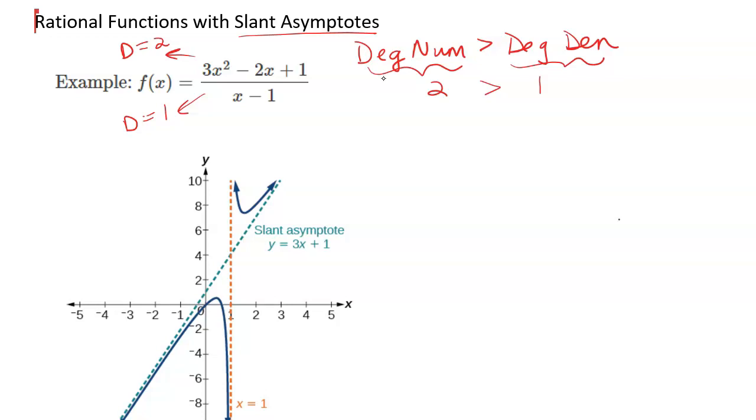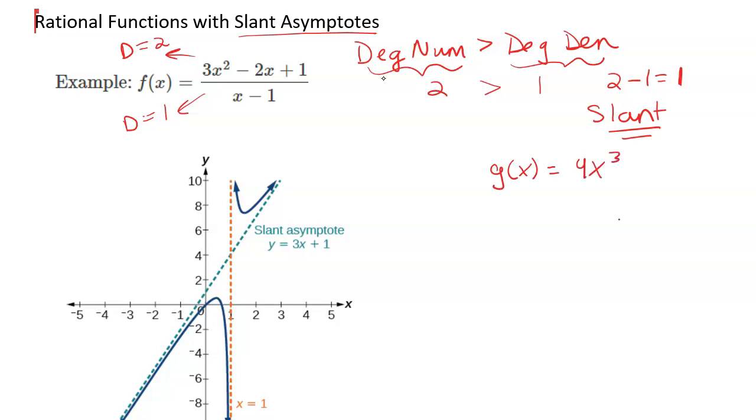Now the difference here between 2 and 1 is 1. So if you take the difference of the two degrees and you get a difference of 1, that's when you specifically have what we call a slant asymptote. Now if you have a function where the degree of the numerator is greater than the degree of the denominator, let me just make one up here real quick to show you.